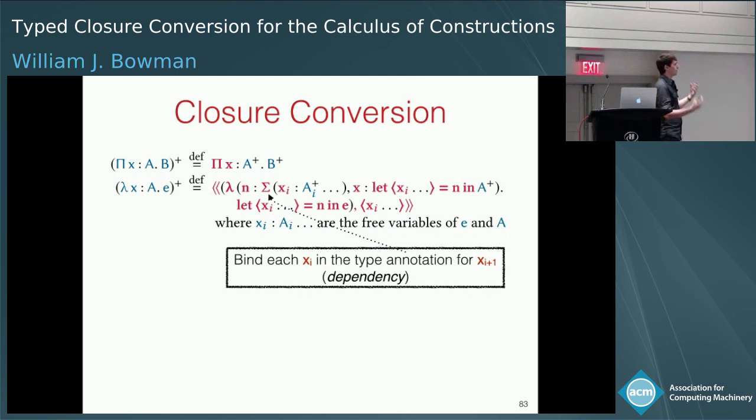And similarly, in the type annotation for the data part, describing all of the free variables, we have to use a dependent type that binds each free variable in the type of the next free variable. So this sigma type is essentially a dependent list. All right, so that's the essence of our translation.